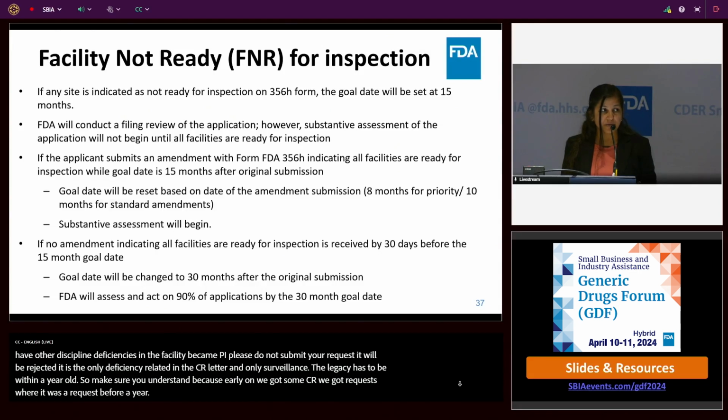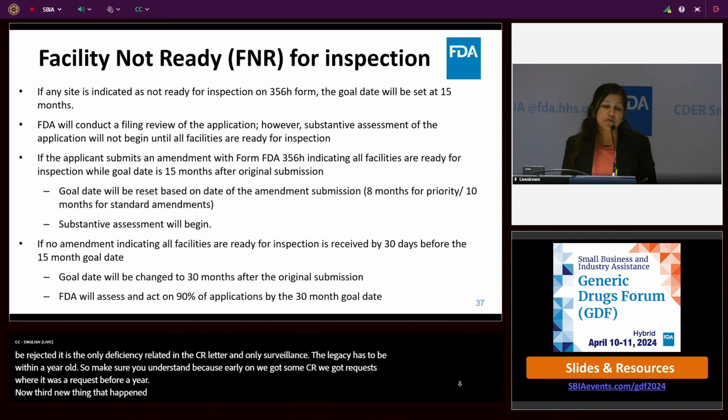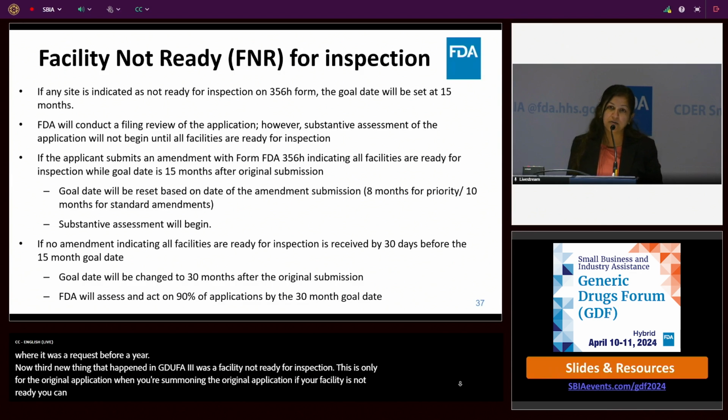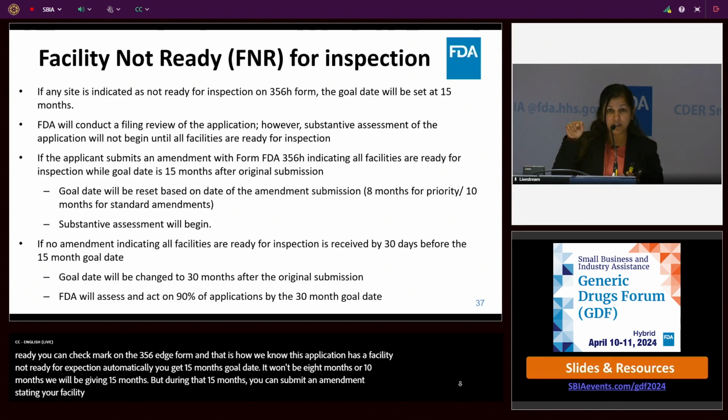Now, the third new thing that happened in GDUFA 3 was facility not ready for inspection. This is only applicable for original applications. When you're submitting an original application, if your facility is not ready for inspection, you can check mark it on the 356h form. That's how we get notification that this application has a facility not ready for inspection. Automatically, you'll get a 15 months goal date. It won't be 8 months or 10 months, we will be giving 15 months. But during that 15 months, you can submit an amendment stating that your facility is now ready for inspection. And from the date that we receive the amendment, the goal date will be calculated, right?